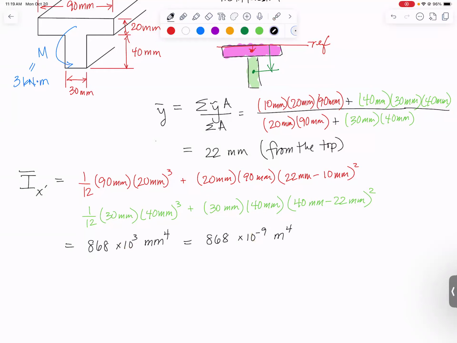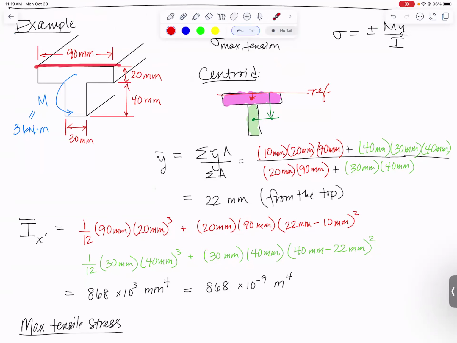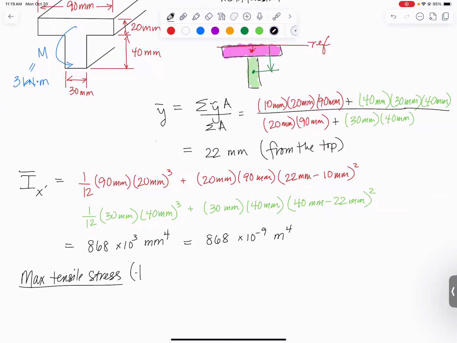Now we can do stress. Let's do max tensile stress. Remember, your maximum stress in a beam is always going to be at the top and bottom, and it's 0 at the centroid. So if we want max tensile stress, we need to find the tensile side of the beam. That's done by looking at the direction of the bending moment. And whichever side, remember, the bending moment is created by a pair of equal and opposite forces, a force on the bottom that's pushing in and a force on the top that's pushing out effectively. And so on the bottom, we're in compression for this bending moment. On the top, we're in tension. So at the top is where we're going to find our max tensile stress.